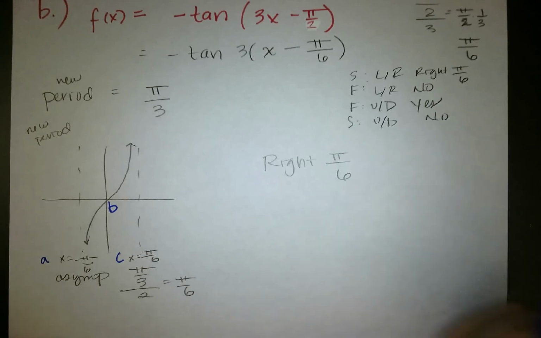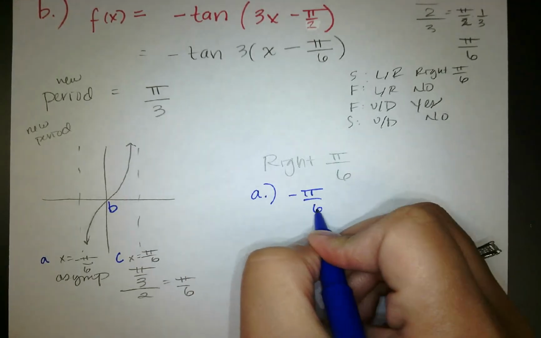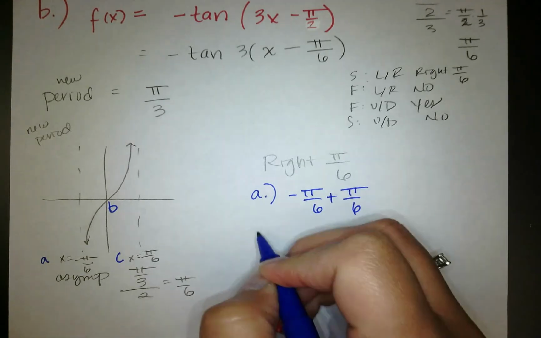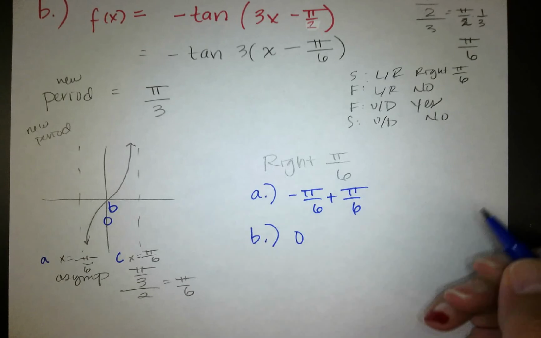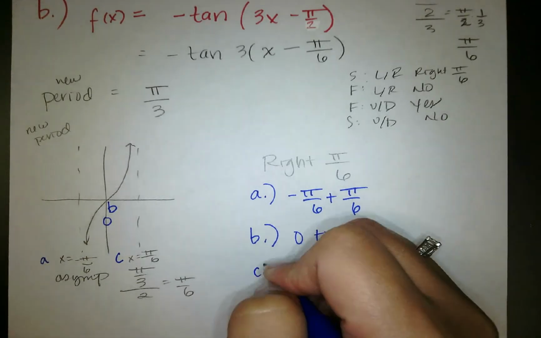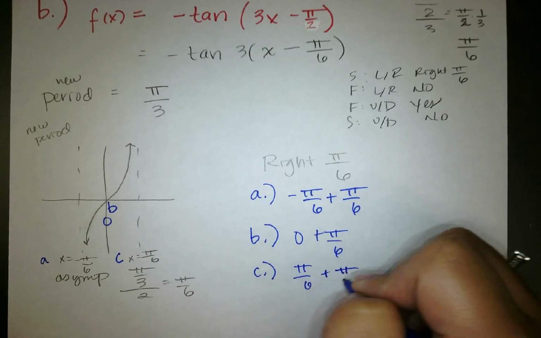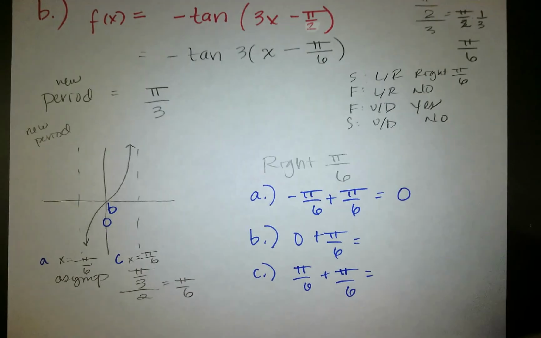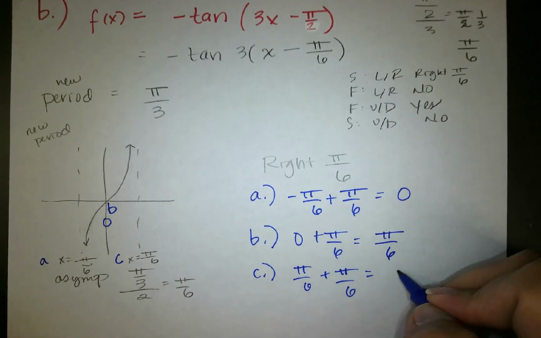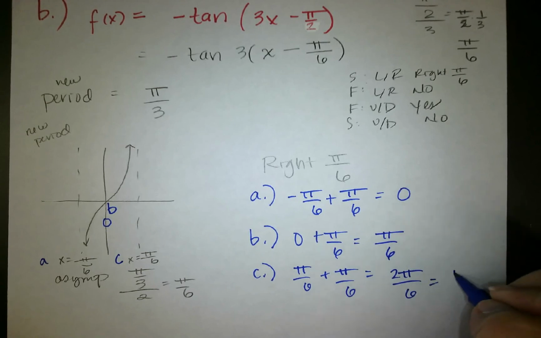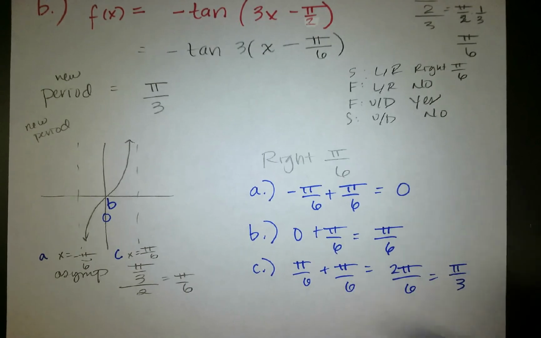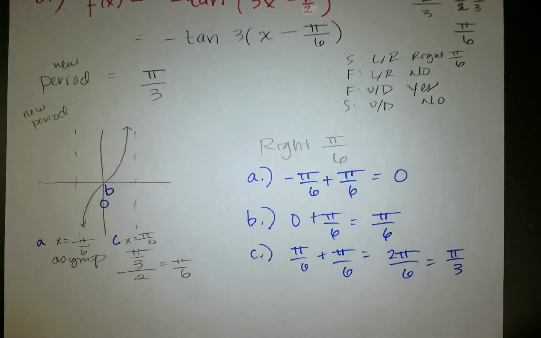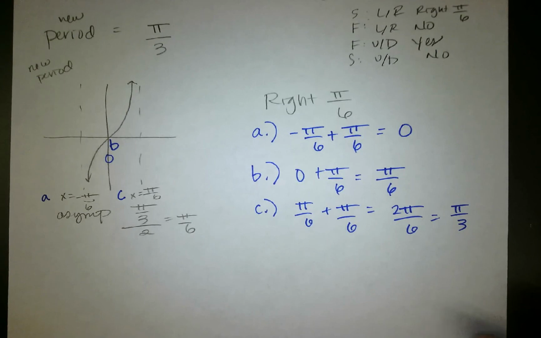So A is negative pi over 6, and we're going to the right, so plus pi over 6. B is 0 plus pi over 6. And C is pi over 6 plus pi over 6. Alright, negative pi over 6 plus pi over 6 is 0. 0 plus pi over 6 is pi over 6. Pi over 6 plus pi over 6 is 2 pi over 6. If you want to simplify it to pi over 3, I don't care. I don't care if you simplify your famous spots. They're not going to mark it wrong on the final, so I won't mark it wrong on your homework or test or quiz.